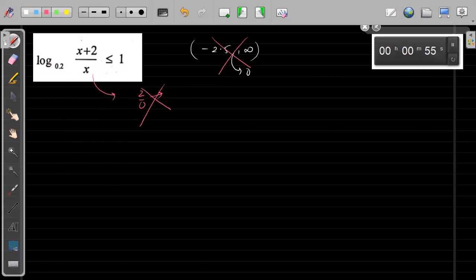Minus infinity to minus 2.5. Okay. Fine. 2.5 to infinity. Okay. Let's see any other.